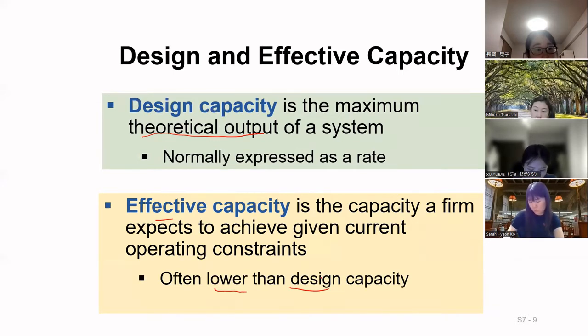Same thing, the internet says you can download at this speed, but in reality you cannot. You need to use 5G. 4G cannot. Or there is video or audio lagging. So that is reality. Same in factories. When you make a car, we said we can produce 200 for today, but effective capacity is lower, because of today's operating constraint: there is no supply of parts, so we have to slow down.